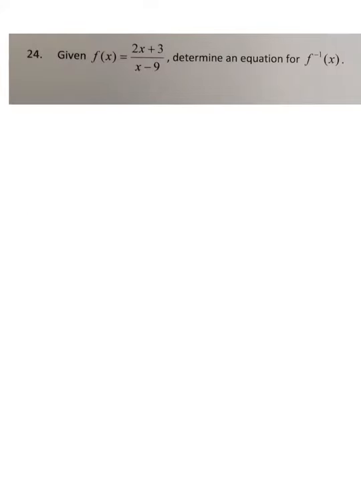So they want you to find the inverse, so just like number 23. And just remember, this is just inverse notation. And remember, inverse means to switch the x and the y. So I am going to change f of x, and I'm going to write x equals. And I'm going to change 2x to 2y plus 3. And in the denominator, instead of x minus 9, I'm going to write y minus 9.